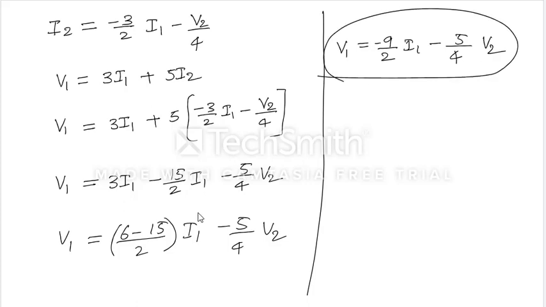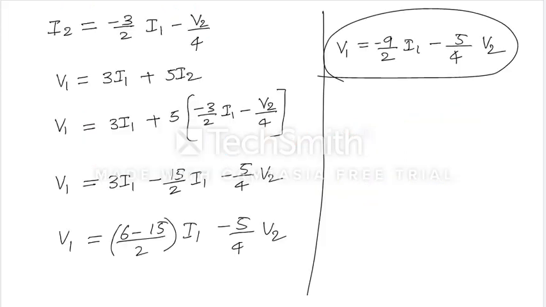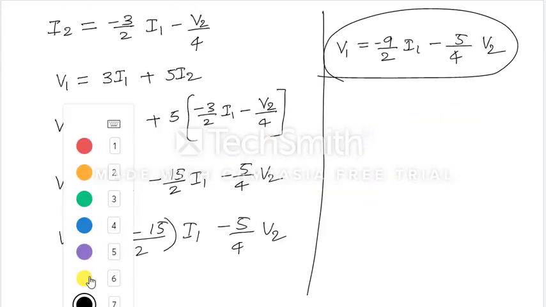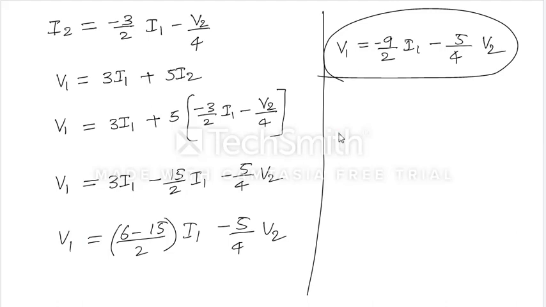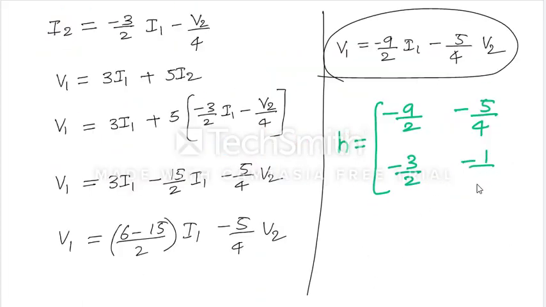Now this is the other equation of the h parameters, from the first equation. So from this I can finally write my h matrix. Tell me, what can I say the h matrix is, finally? The h matrix is given as minus 9 by 2, minus 5 by 4, and minus 3 by 2, minus 1 by 4, like this.